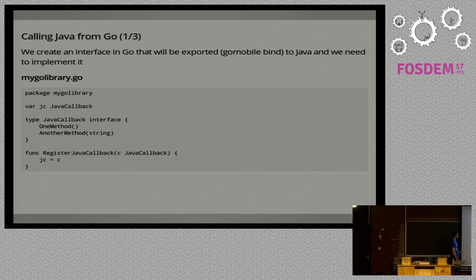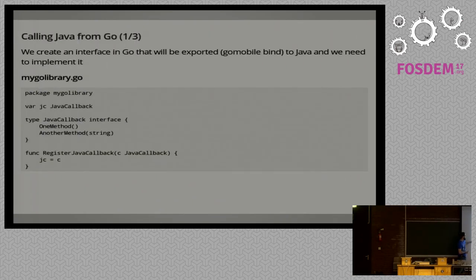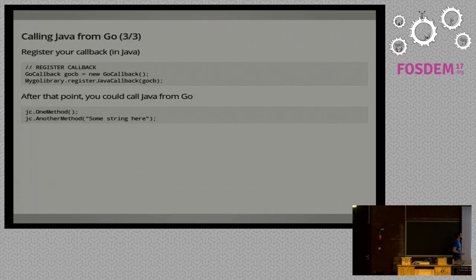So first, we are going to create an interface with some methods in Go, and also a RegisterCallback function to save a reference to our Java code. Later, we need to implement our interface in Java, which is the same as before, like implementing the Java callback, with the two methods we need. And finally, in our Java, we import our package and everything, then we create a Go callback and register it, so the reference is saved in Go, and later we can call some of our Java methods from Go.